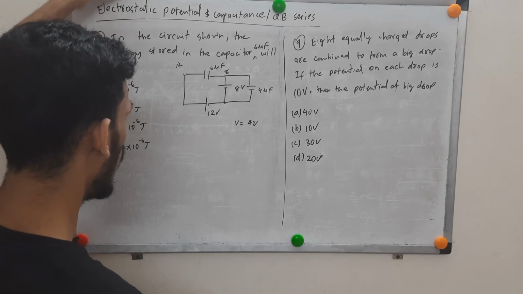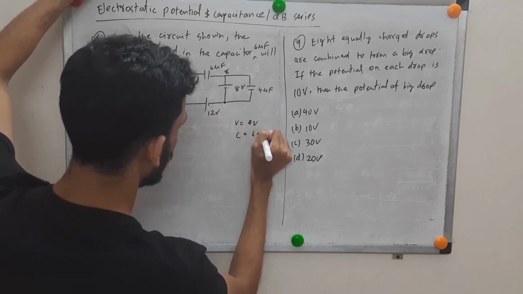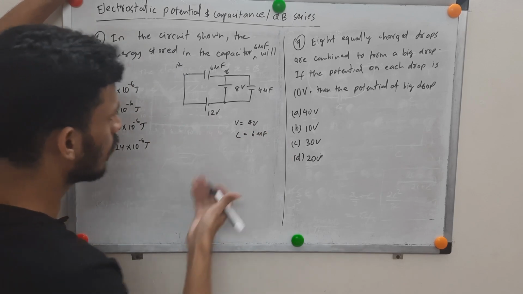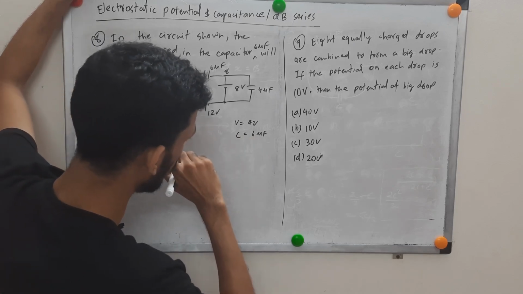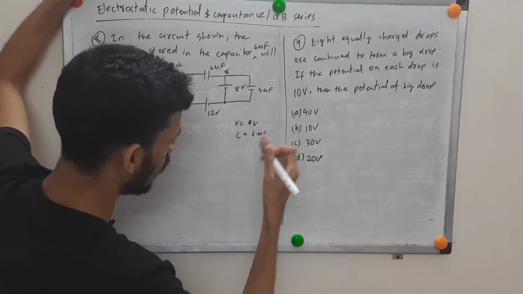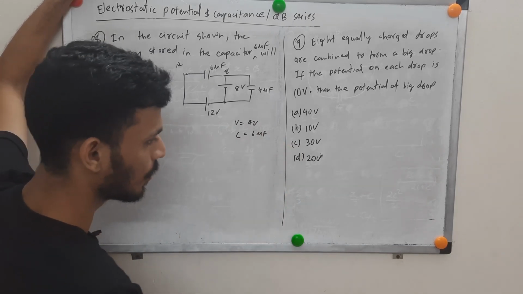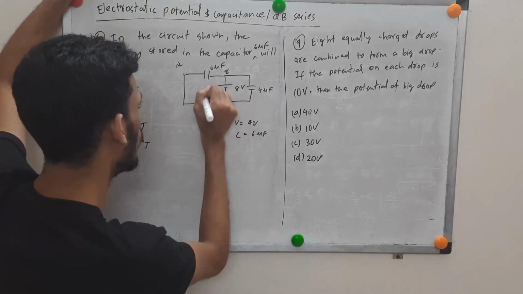So, the capacitance C is 6 microfarad, right? You can find it easily, or you can use Kirchhoff's law if this is confusing. You can find Q, and then the energy is Q squared by 2C. That will give you the answer, or simply use Kirchhoff's law. So we'll go in this loop.